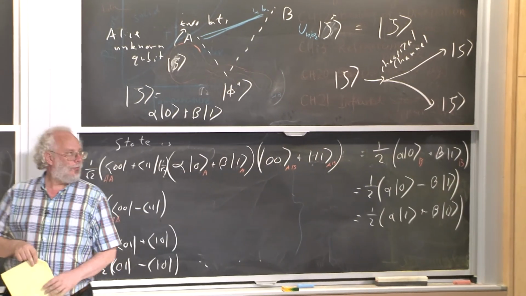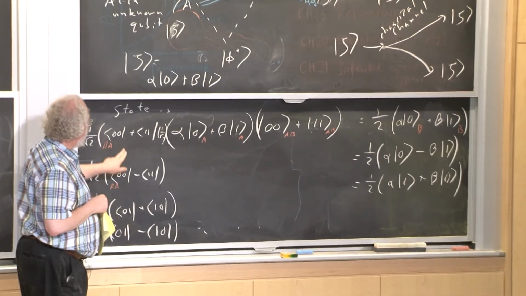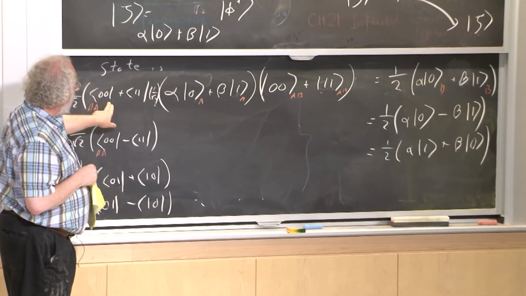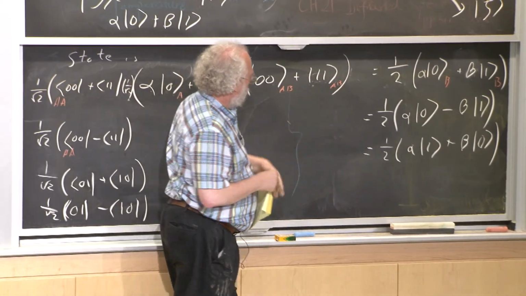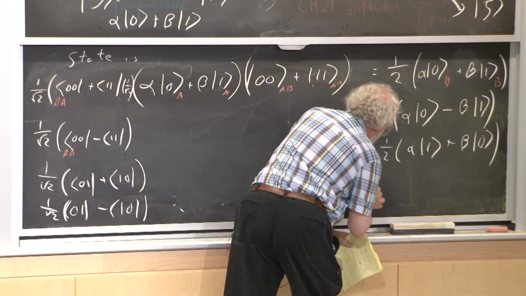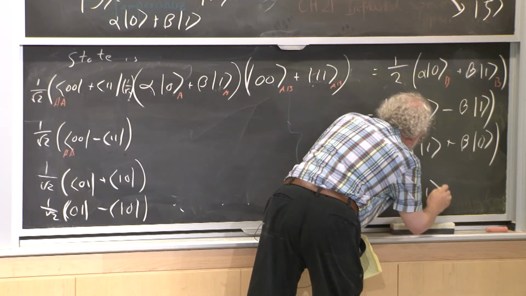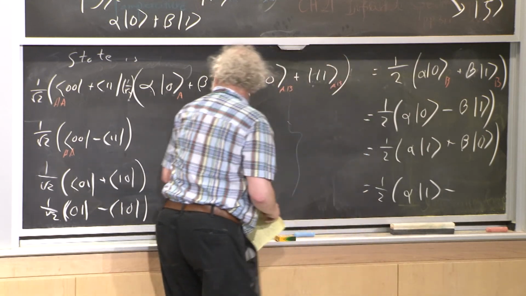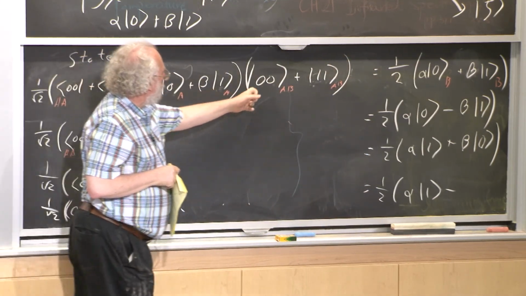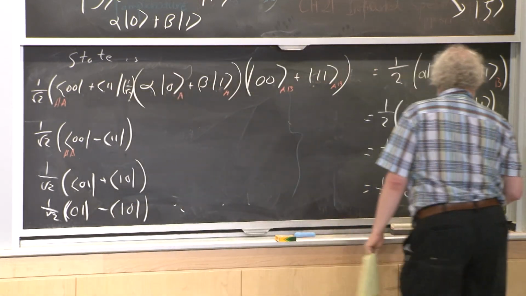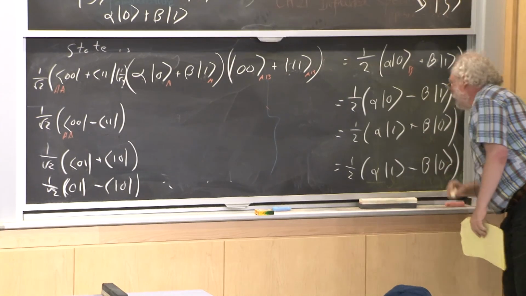And the last term, we have 1 over root 2, 0, 1. The 0, 1 picks out 0, 1, 1. So this is equal to 1/2 alpha 1 minus, because the second term is a minus, and it picks out 1, 0, 0, minus beta 0.